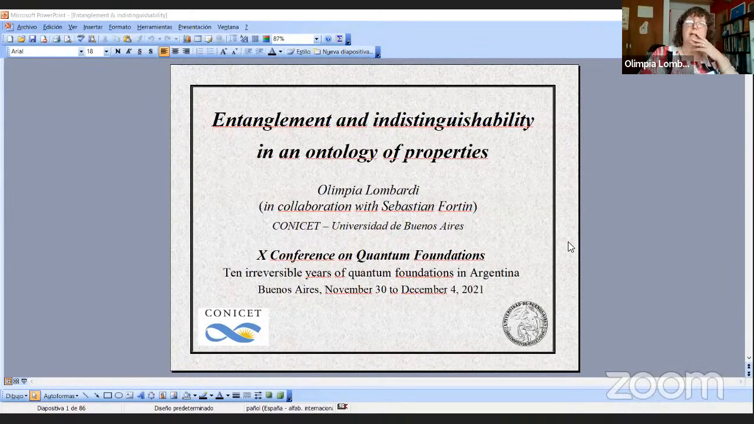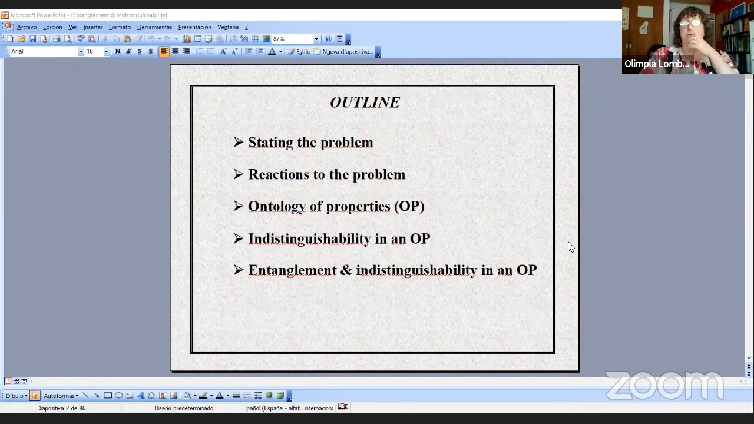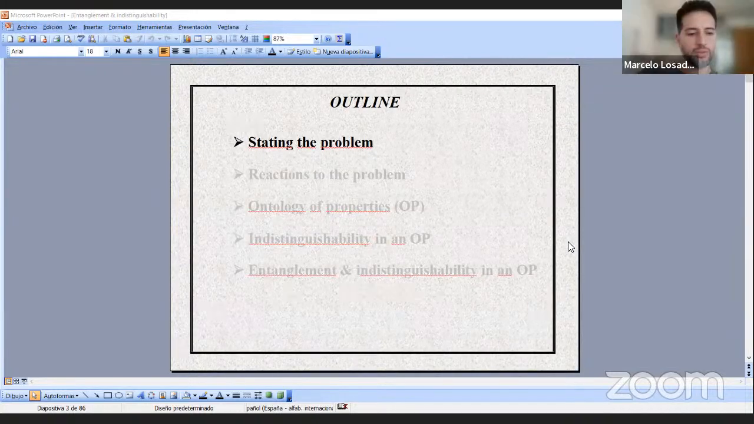This way. So now you can see the screen is moving now. Yes, it's moving. Okay. Now it's moving.